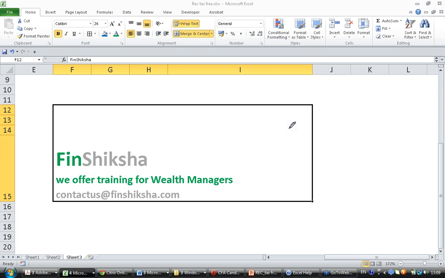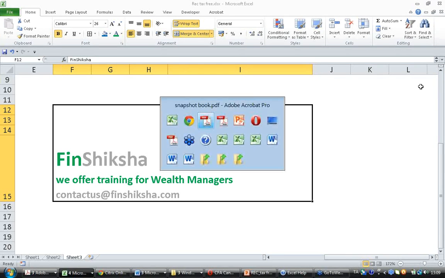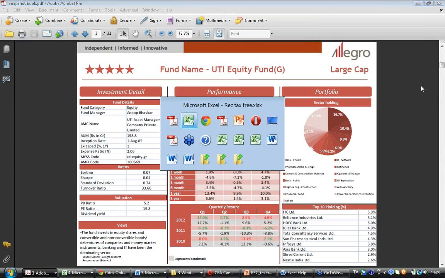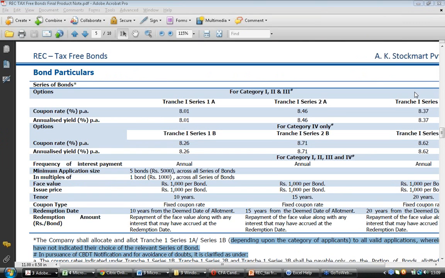So in this video, we will take an example of REC tax-free bonds and explain how we can go about this process. Let's take an example. This is the example that we are going to work with. This is the REC tax-free bond, which is coming out in September 2013. Let's concentrate on the bonds that are going to be issued for retail investors. So this, 1B, is one of the tranches that is meant for retail investors.